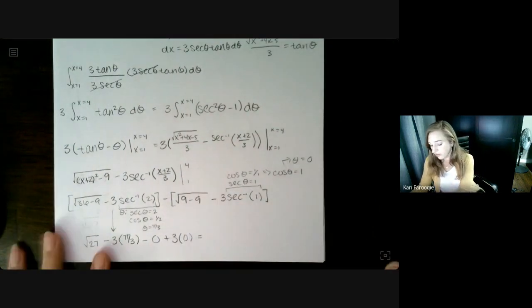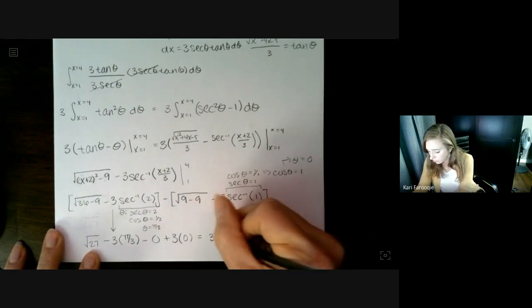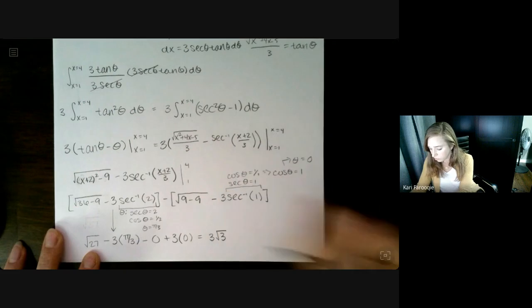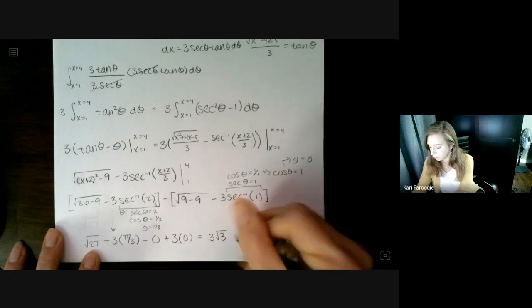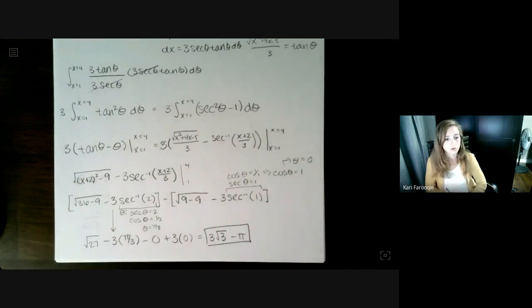The square root of 27, break that down into 3 times 9. 9 is a perfect square. Simplify that to the square root of 9, which is 3, and you still have 3 left over. And then 3 times pi over 3 is pi.